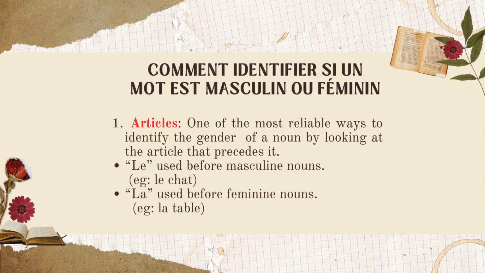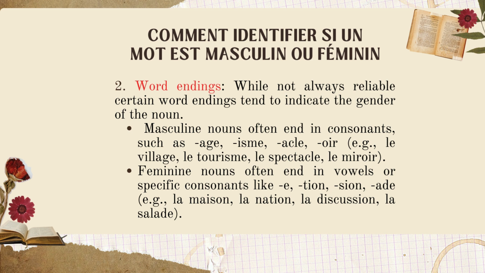So now we'll go to the second way, word endings. While not always reliable, certain word endings tend to indicate the gender of the noun. Now we'll see the masculine endings. Masculine nouns often end in consonants such as age, isme, acle, or oir. Example: le village, a village, le tourisme, the tourism, le spectacle, the spectacle, le miroir, the mirror.